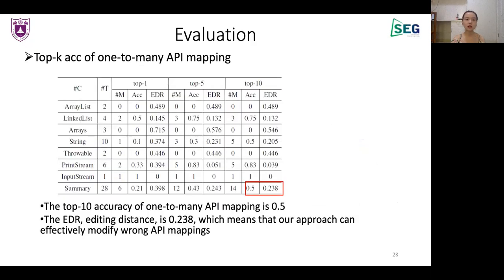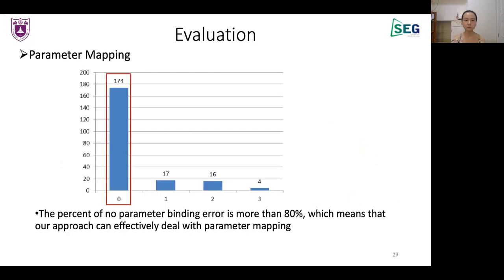Next is the one-to-many API mapping. The top 10 accuracy of one-to-many API mapping is 50%. The EDR editing distance is about 0.2, which means that our approach can effectively modify raw API mappings. Next is the parameter mapping. The percent of no parameter mapping error is more than 80%, which means that our approach can effectively handle parameter mapping.